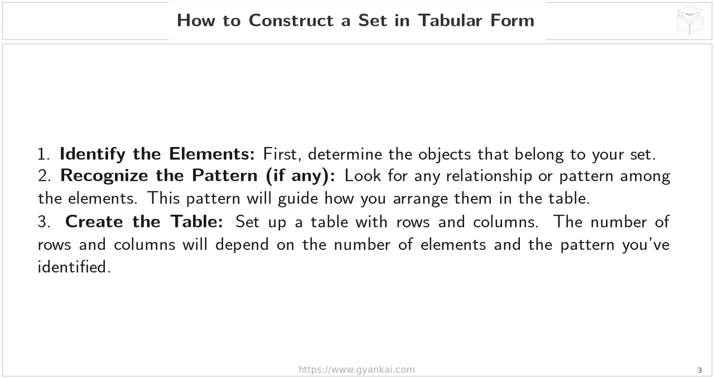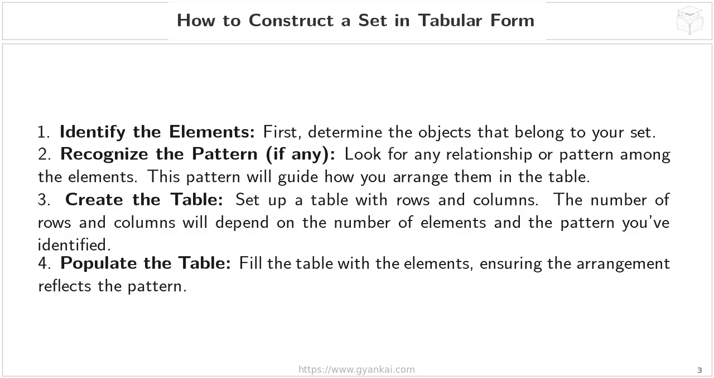Now it's time to build the table itself. You'll need to decide how many rows and columns you need. This depends on both the total number of elements in your set and the pattern you identified in the previous step. For example, if your pattern involves two related variables, you might need 2 columns, one for each variable. If you have a lot of elements related to multiple categories, you might need multiple rows and columns to represent all the combinations.